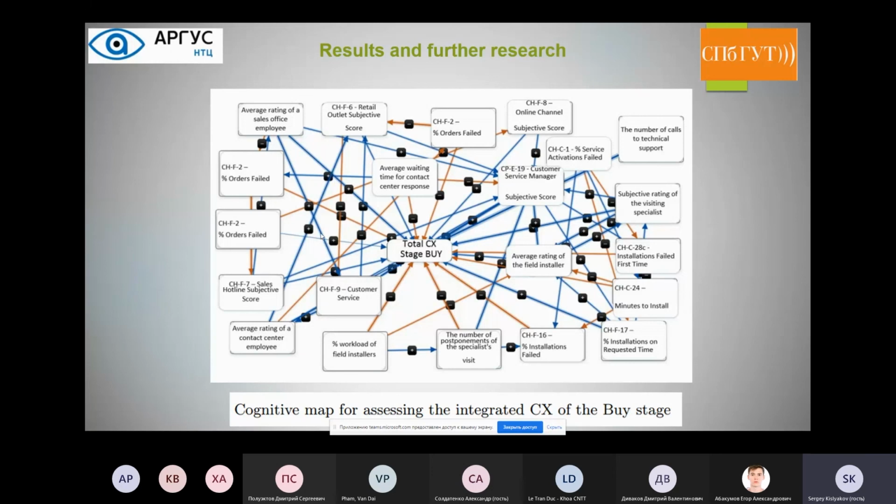I would say that this is just the beginning. This is the first model of a customer for the digital twin, and we are going to build such maps for other different levels and stages of the customer experience life cycle. So this is almost all I wanted to say. Sorry for such a long speech.